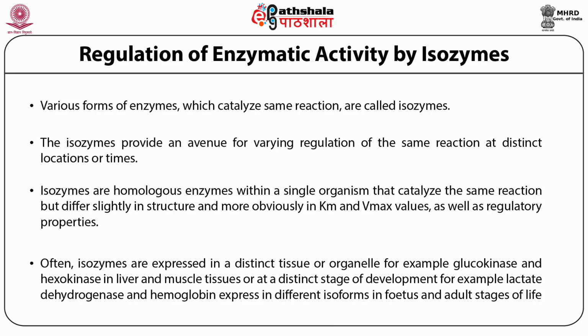This is one example, and the other example is in different phases of life. In different developmental phases of life, the expression of hemoglobin and lactate dehydrogenase varies. For hemoglobin, the fetal hemoglobin, which has very high affinity for oxygen, is expressed. However, when the fetus is born, it turns to adult hemoglobin, which has relatively less oxygen affinity as compared to fetal hemoglobin.